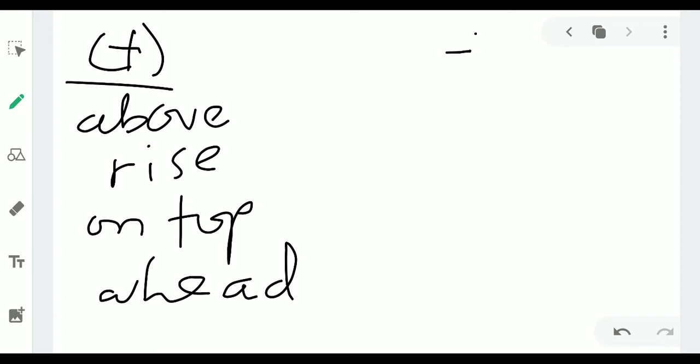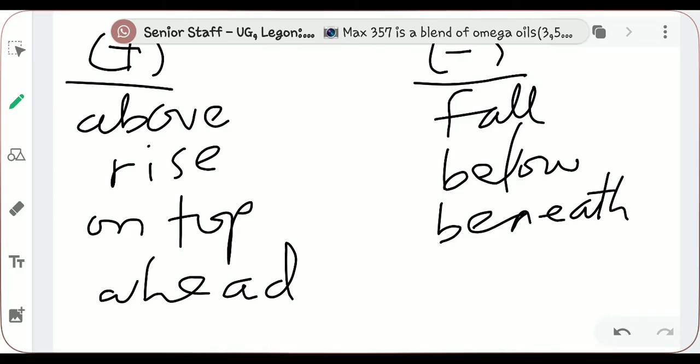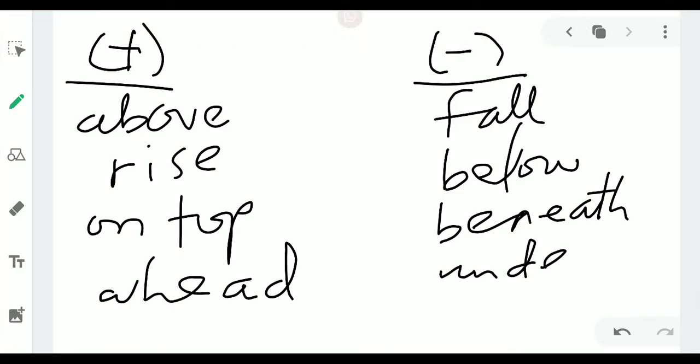Then, for negative, you see fall, below, beneath, under. That tells you that that number is a negative number.